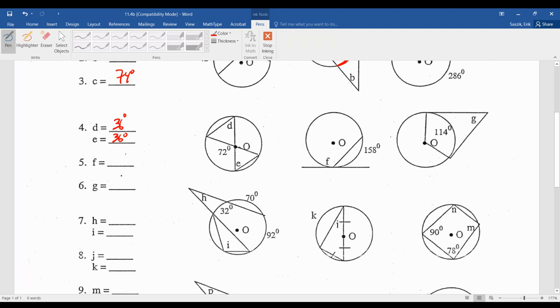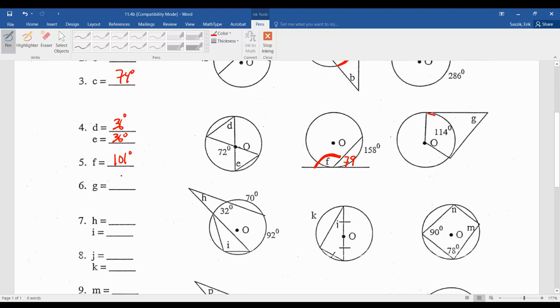So F, on number 5, F is talking about this obtuse looking angle here. Obviously, if this is 158, this tangent chord angle has to be half that. So that would be 79, which makes angle F 101.